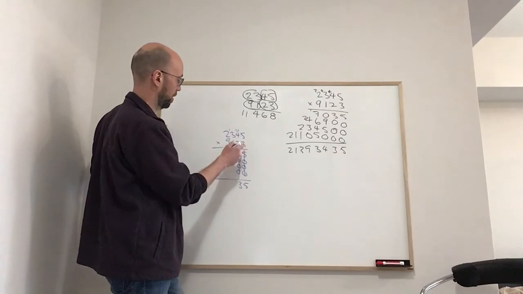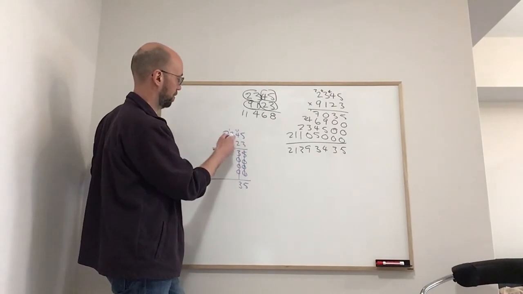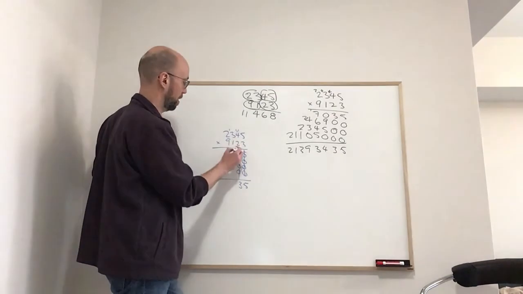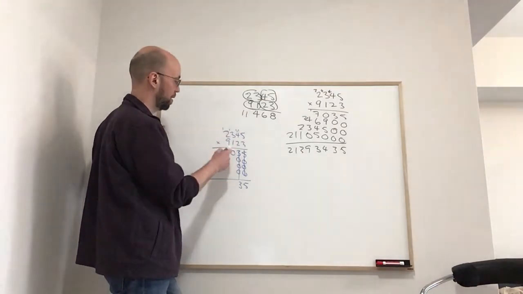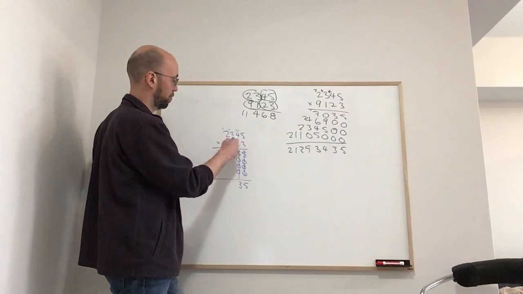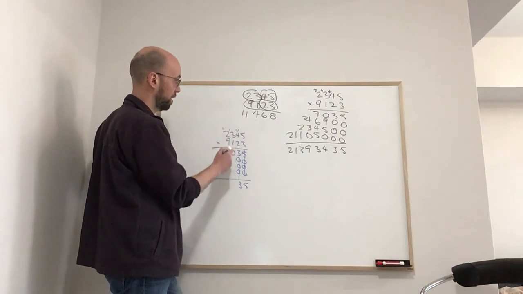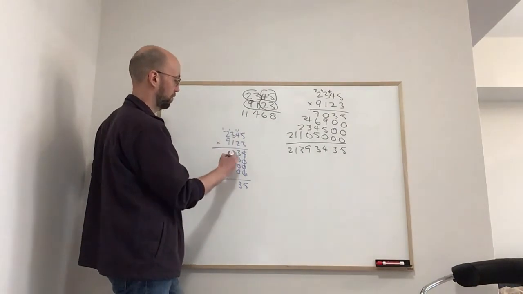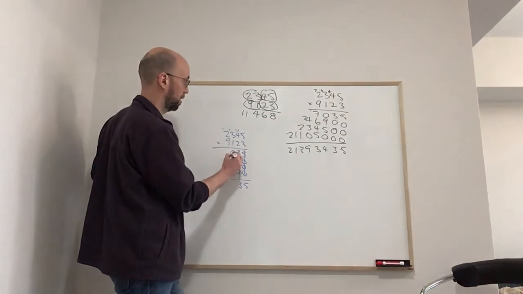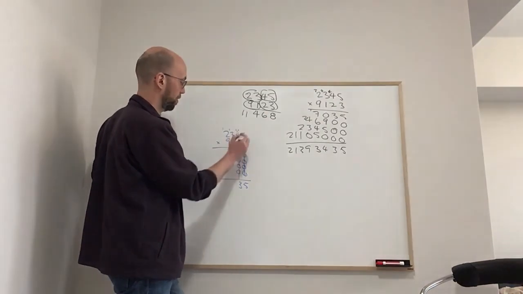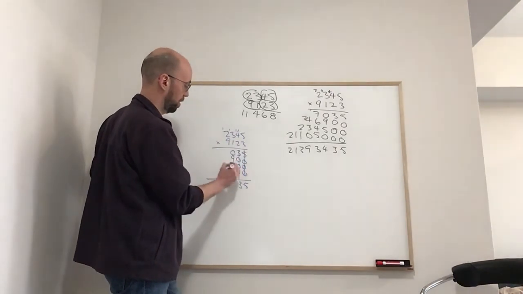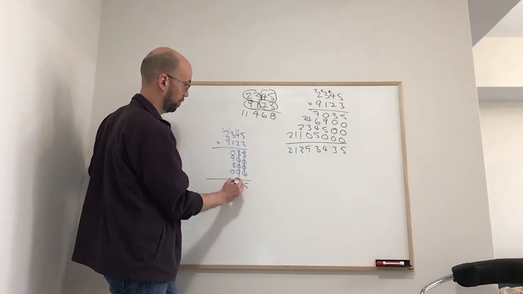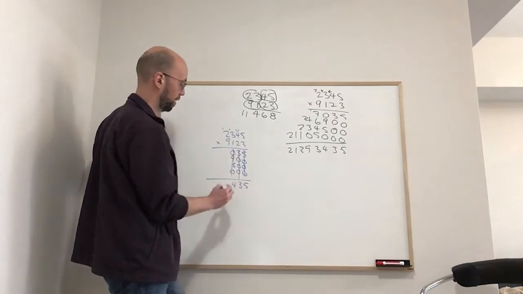Now it's 3 times 3 is 9, this is a 0. And now we say, okay, 2 times 4 is 8, plus, so this is a 9, because we have a carry. And then 1 times 5 is 5, and this is a 0. So now we sum this, and this is a 4. And then we forget this row.